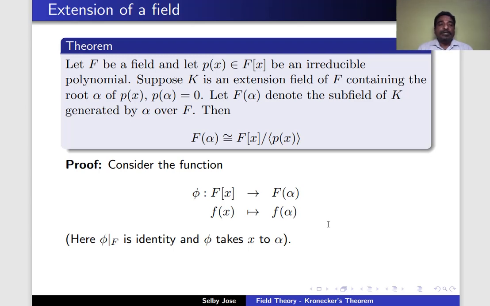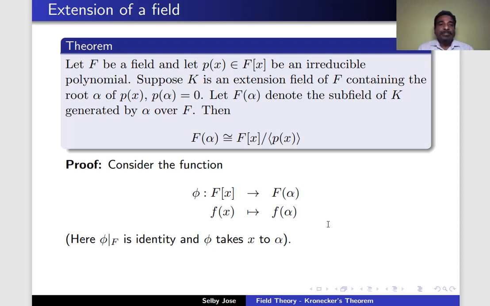So now we have seen that the elements of F[x] mod p(x) are the elements of the form a0 + a1θ + ... + a_{n-1}θ^{n-1}, where ai belongs to F. So now here we are going to show that this field K will be isomorphic to a simple extension of F.